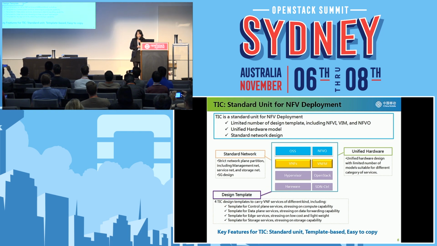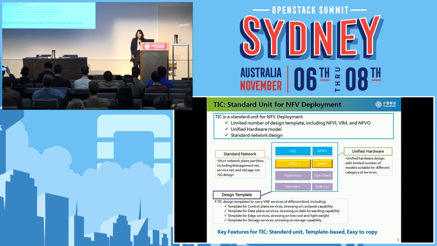We see that there will be multiple VNF services of different kinds deployed in TICs. So we think that for each different kind of VNF, we might have a slightly different template for them, so as to provide enough virtual service for them. For example, we may have a template for control plane services like virtual IMS, which will stress mostly the compute capability.